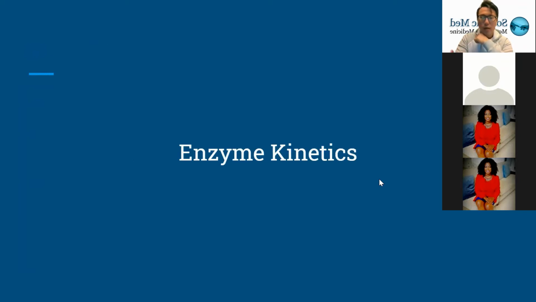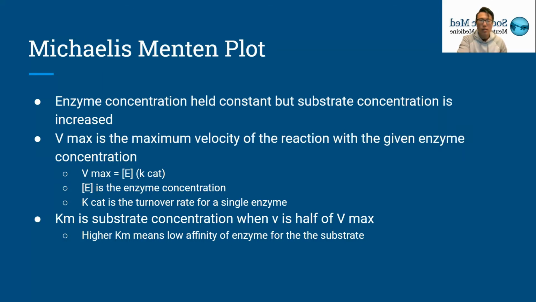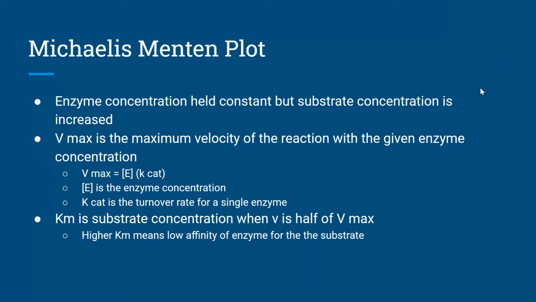So, enzyme kinetics. Like I mentioned before, there are different ways to measure the reactions catalyzed by enzymes. The first one is the Michaelis-Menten. In this plot, the enzyme concentration is constant, but the substrate concentration is increased. So you will have a given concentration of enzymes that doesn't change, but the only thing changing is the substrate concentration.